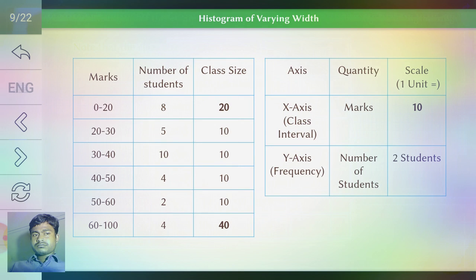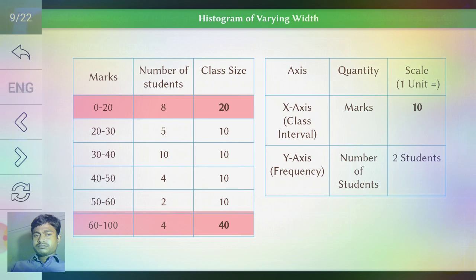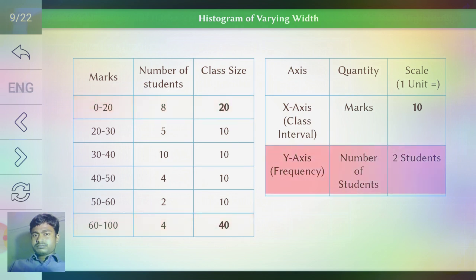Since the size of the majority of the classes is 10, we set 10 as 1 unit of the x-axis. The first and the last intervals would then be spread over 2 and 4 units respectively. Now, to represent the number of students or frequency on the y-axis, we can choose the scale as 1 unit equal to 2 students.